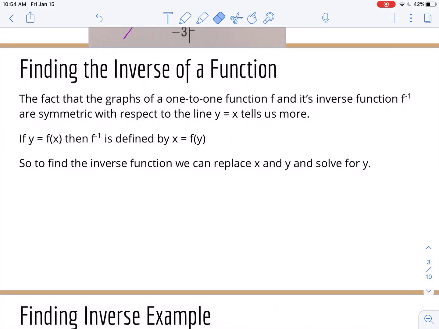All right, so graphing inverse functions, we're not normally just going to straight up graph an inverse function. That's not something that we do that often. So the fact that graphs of a one-to-one function f and its inverse function are symmetric with the line y equals x tells us more. If y is equal to f of x, then the inverse is defined by x is equal to f of y. So to find the inverse function, we can replace x and y and solve for y.